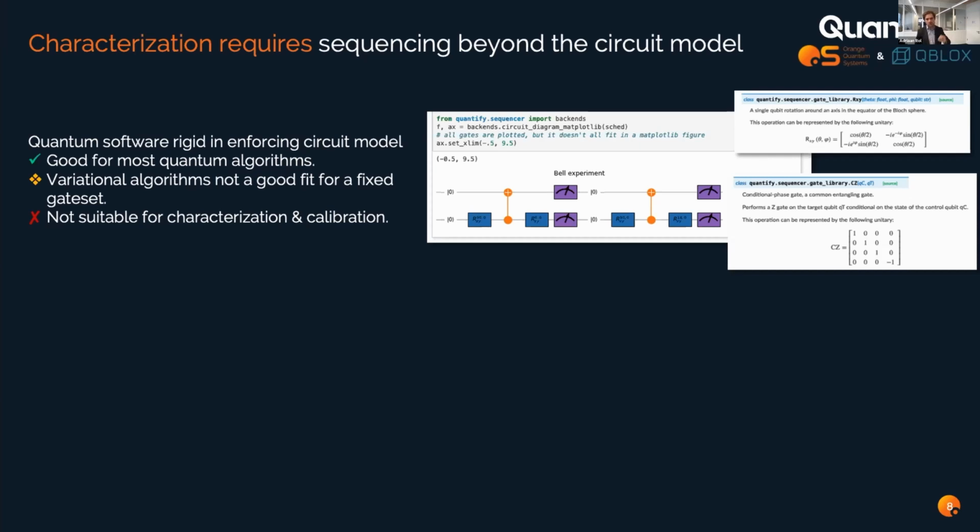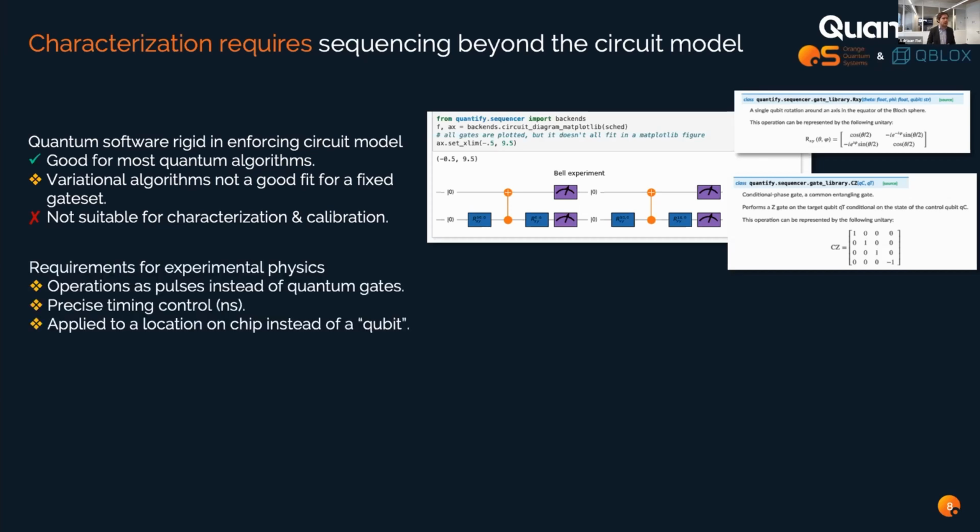And then you see parameterized gates. It doesn't fit neatly, but it kind of works. The big problem, however, is that it's completely unsuitable for characterization and calibration. And you might wonder why that is. If you're thinking about the requirements, operations are typically pulses instead of quantum gates. So you need to think about what's actually the pulse.